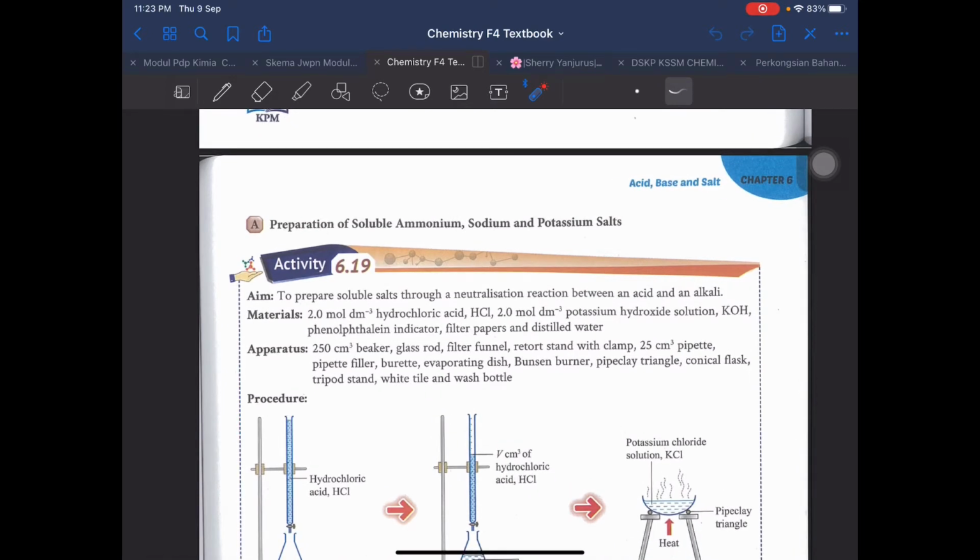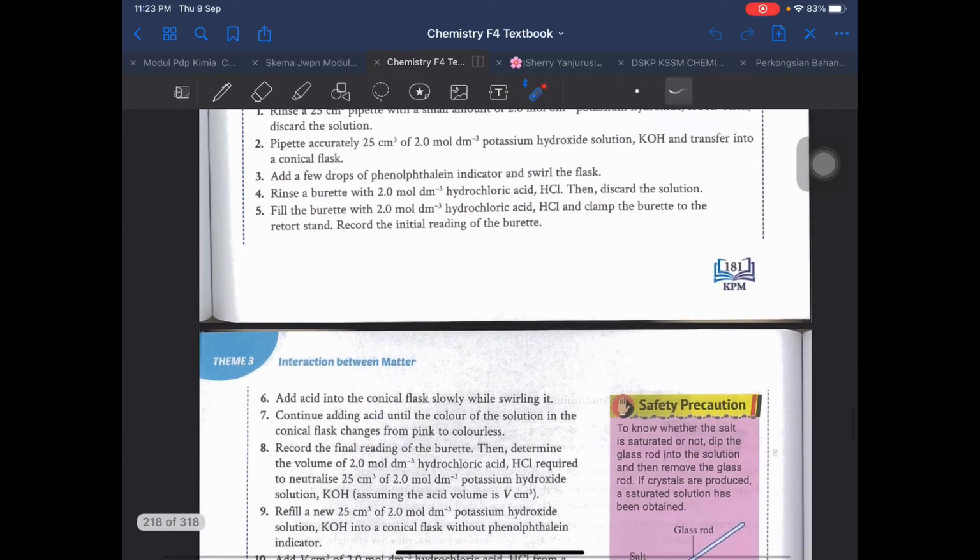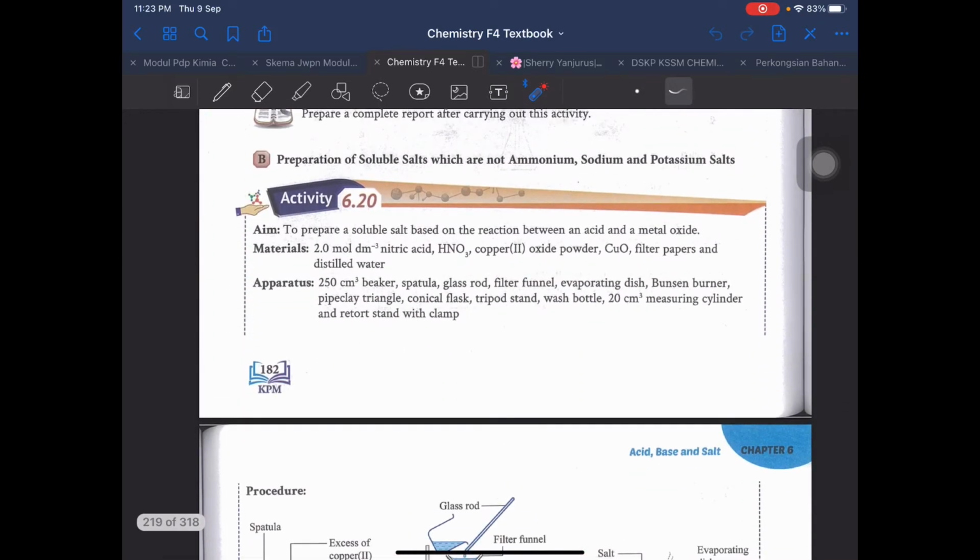Hello class, in today's video we are going to learn about the preparation of soluble salts which are not SAP. As you all have watched in my previous video, there are two types of soluble salt. Remember, ada dua jenis soluble salt. One is SAP and one is not SAP. SAP salts are sodium, ammonium, potassium. Yang bukan SAP are like Mg ka, Cu ka, like that.